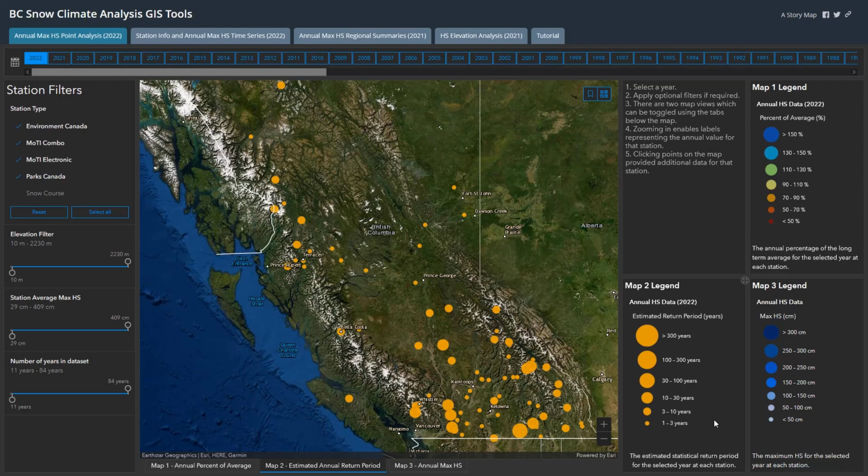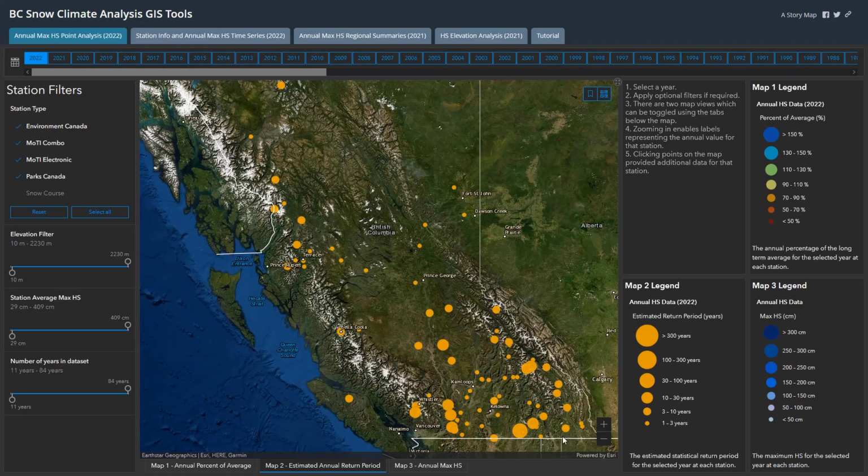Using Gumbel extreme value statistics, we can now look at the distribution of extreme events in a similar way here. So switching map legends to map 2 legend, we can see the biggest circles are greater than 300-year estimated return period. The tiny ones are 1 to 3, which is what I would call a typical winter.